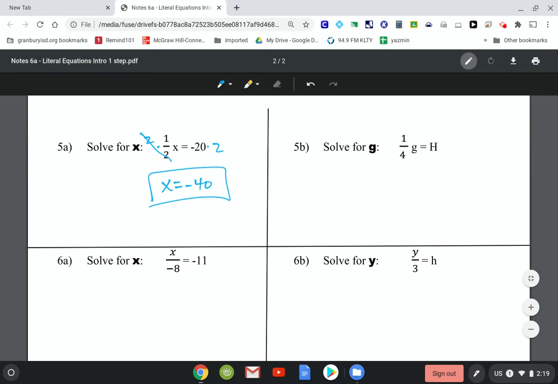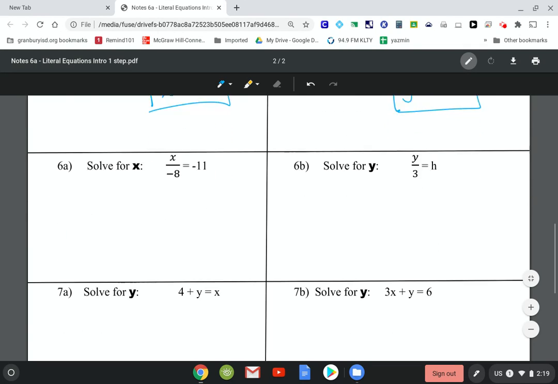Here we're going to solve for g, so let's get rid of our denominator of 4. Whatever you do to one side, you do to the other. That cancels out. 1 times g is just g. And h times 4, anytime that you have a variable and a coefficient, the coefficient always goes first. So we're going to write that as g is equal to 4h.